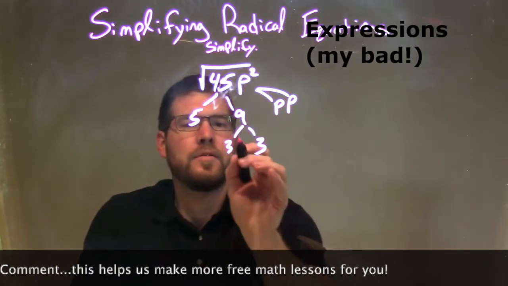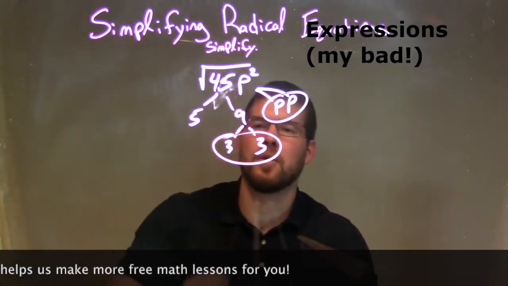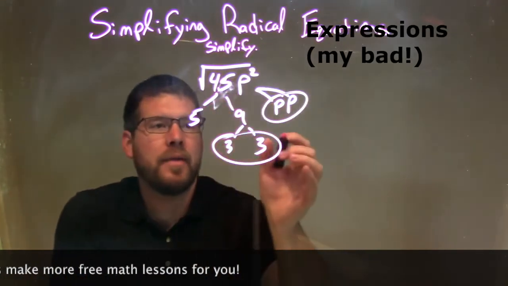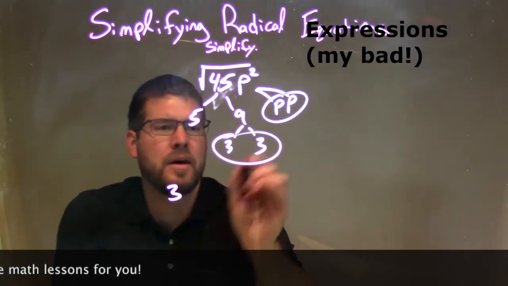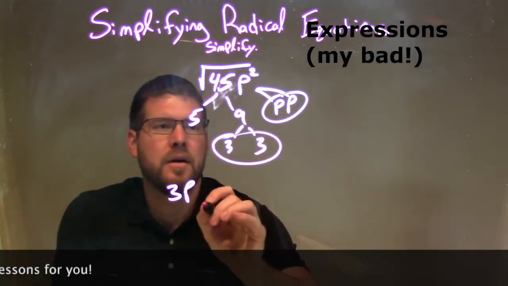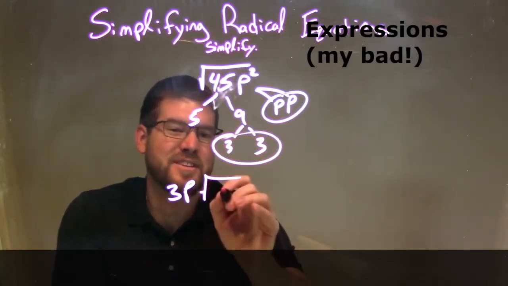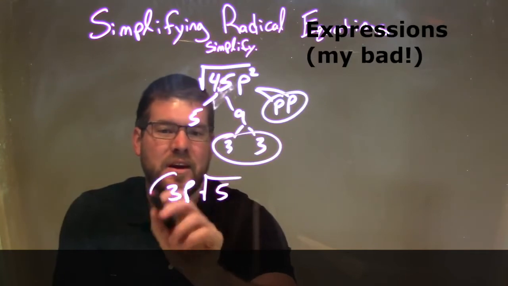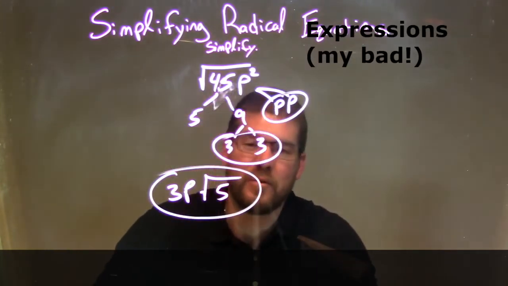So I'm going to circle my pairs. I have a pair of 3's right there, and a pair of p's. 5 is the Lone Ranger by himself. So when I write my pairs out here, I have 3 on the outside, and another pair of p right there. There's a pair going outside of my square root, and left over are the singles, which is just that 5, and that is actually our final answer. Pretty simple and quick: 3p times the square root of 5.